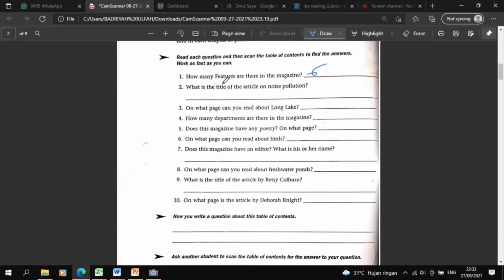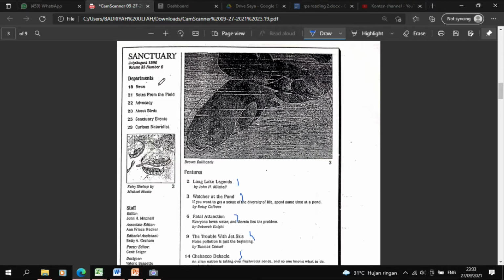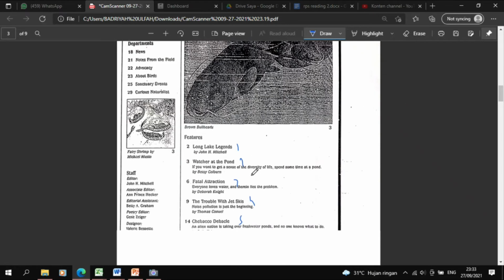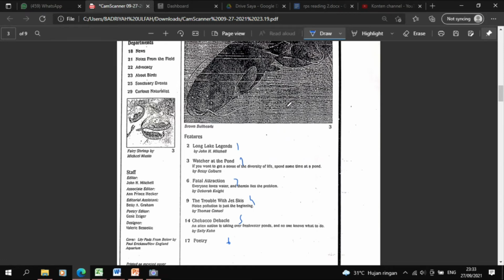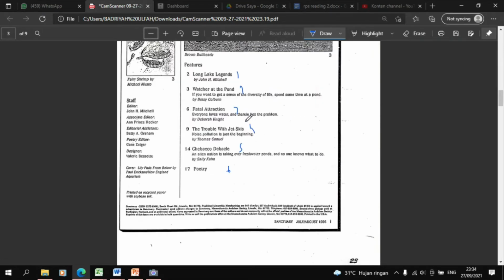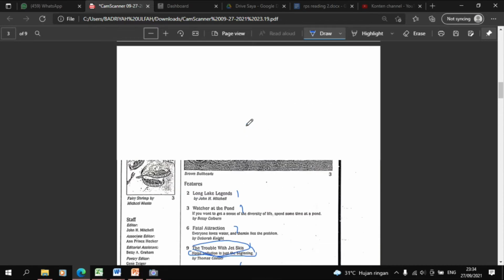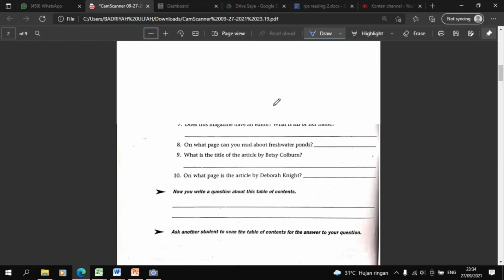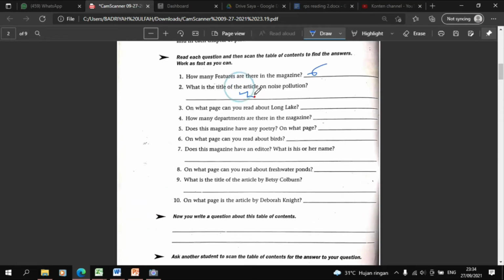Okay, so wait, we're going back here. What is the title of the article on noise pollution? Okay, can you see noise pollution? This one. Noise pollution is just the beginning, right? The title is The Trouble with Jet Skis. So that's why you write here the trouble with jet skis.